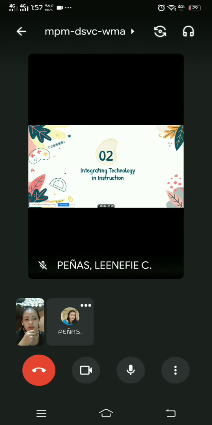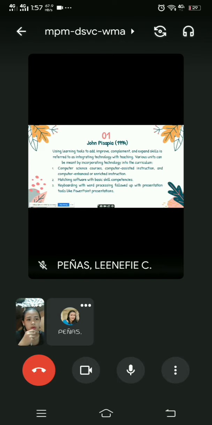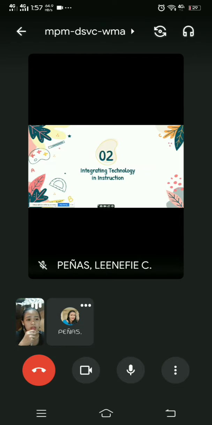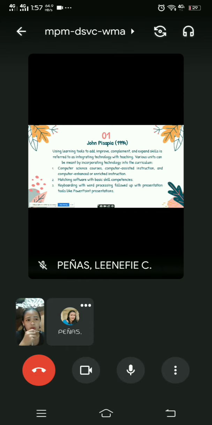The second part is integrating technology in instruction. In this slide, there are lots of authors, theorists, and philosophers who proposed ideas on what integrating technology in instruction is. John Pisapia, in 1994, says that using learning tools to add, improve, complement, and expand skills is referred to as integrating technology with teaching. And he offers various units.